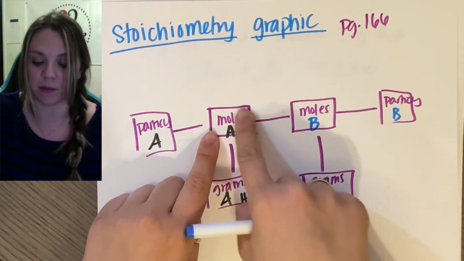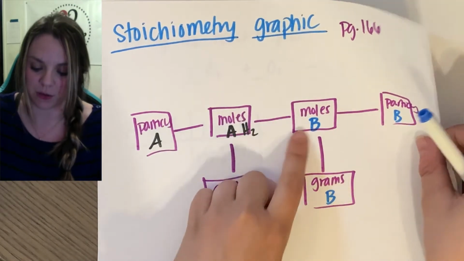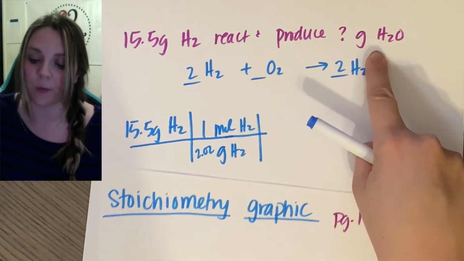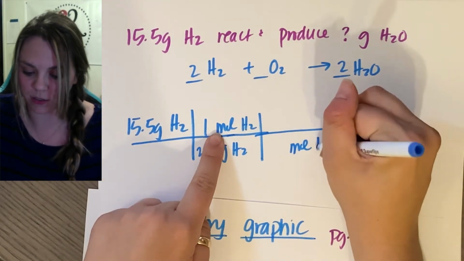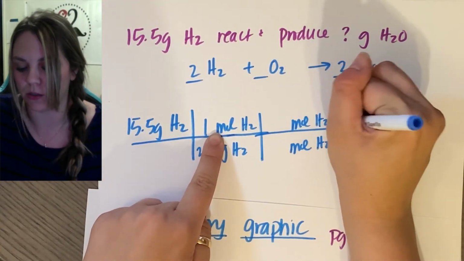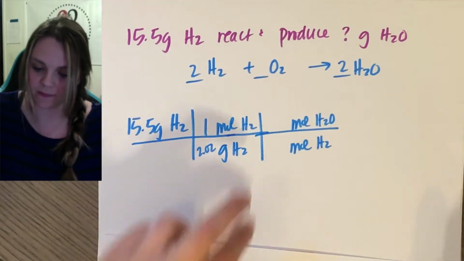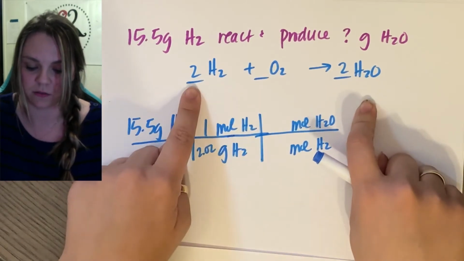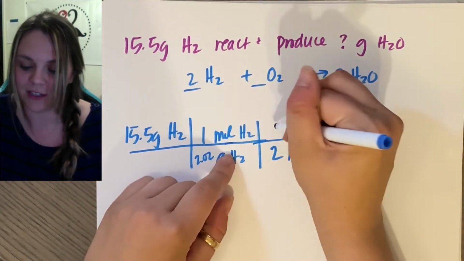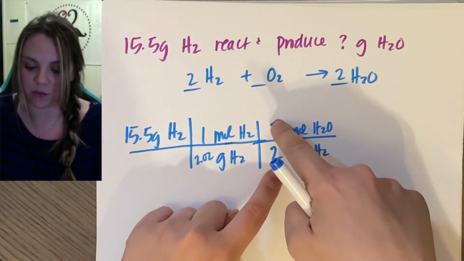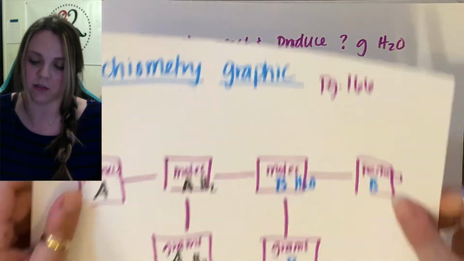Then I can go from moles of substance A to moles of substance B. So you use your mole ratio here, which in this case I want water. So I'm getting out of moles of H2, getting into moles of H2O. So this will be H2O up here. And I use my balanced coefficients. In this case, moles of H2 is 2. Moles of H2O is 2. So that happens to work out. Use your coefficients.